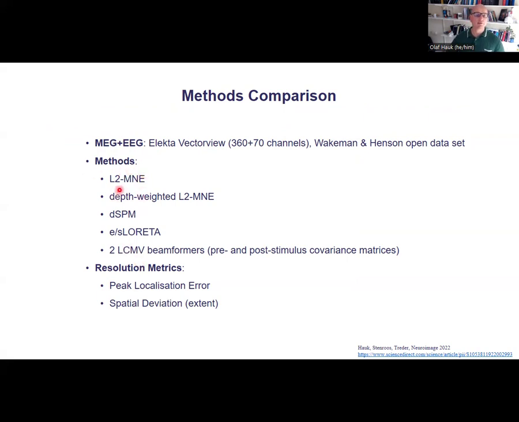And we compared a number of linear methods, the most common ones. I mean, the classic L2 minimum norm estimation, a depth-weighted L2 minimum norm estimation, dynamic statistical parametric mapping, dSPM, exact and standardized sLORETA. And we also used two LCMV beamformers with different covariance matrices. More about that later. And at this point, you don't really need to understand the theory behind these methods. No matter where these methods come from and what their mathematics is, we have our metrics, localization error and spatial deviation. So we want to know whether the point spread and crosstalk functions look good to us. And if that's the case, then we know the method does what we want it to do. And if not, then we might find something better. So the resolution metrics in this case, as I said several times, are peak localization error and spatial deviation.